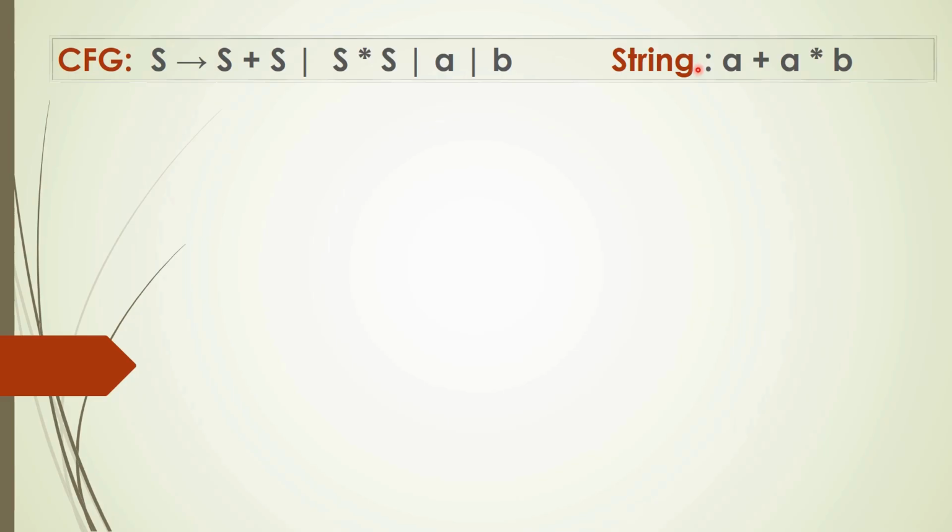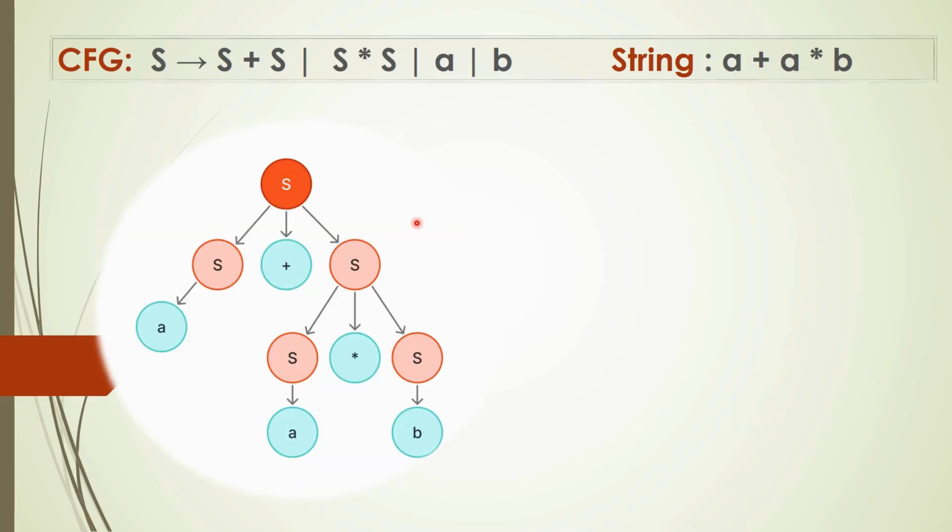Now we have to generate a string or an equation, a plus a multiplied by b, from this grammar. This is one parse tree which generates a plus a multiplied by b. In this we substitute S as S plus S first, then this S is substituted with a. For the right hand side tree, S is substituted with S multiplied by S. Now this S is substituted with a, this S is substituted with b. Your string is generated: a plus a multiplied by b.